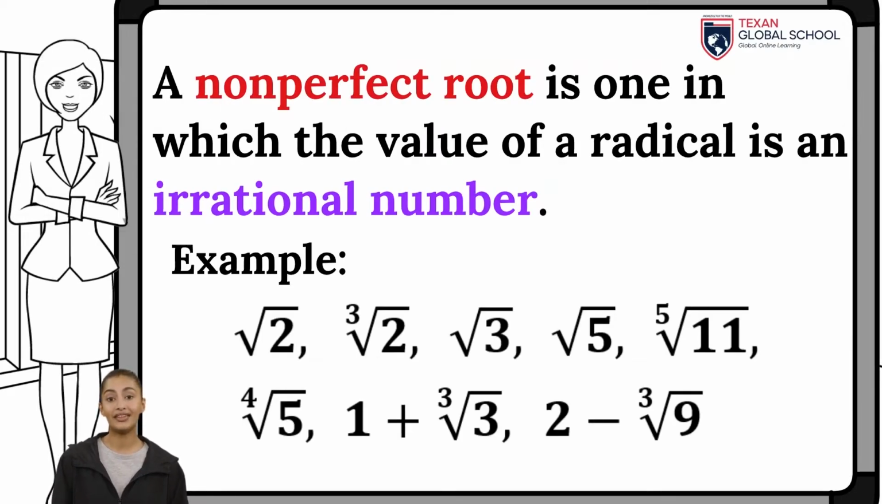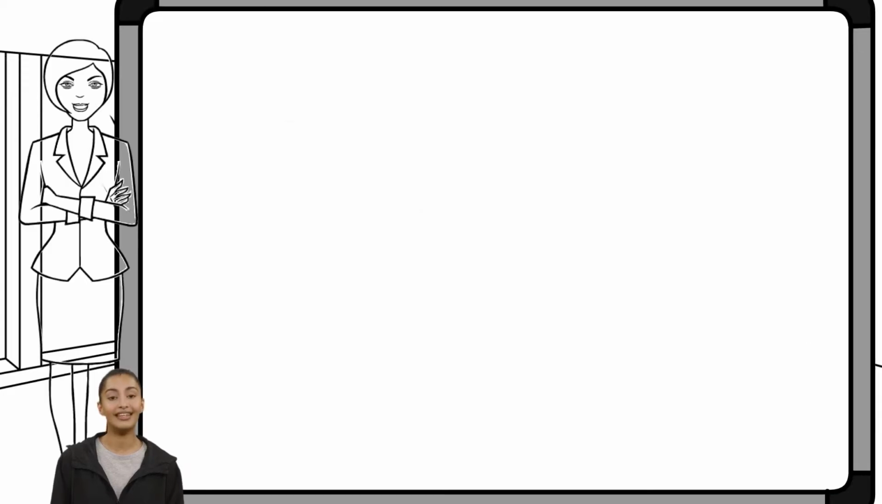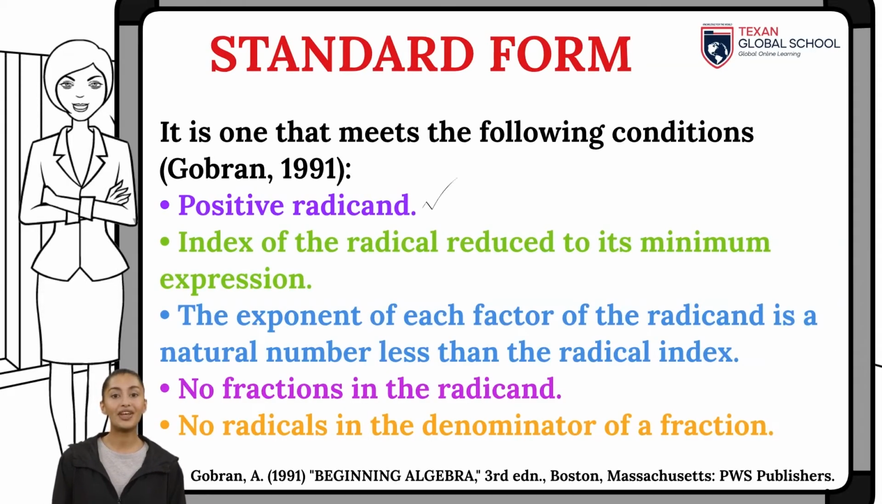On the other hand, a root that is not perfect is one in which the value of a radical is an irrational number. For example, square root of 2, cube root of 2, square root of 3, square root of 5, etc. All these radicals belong to the set of irrational numbers, since they cannot be represented in the form p over q.